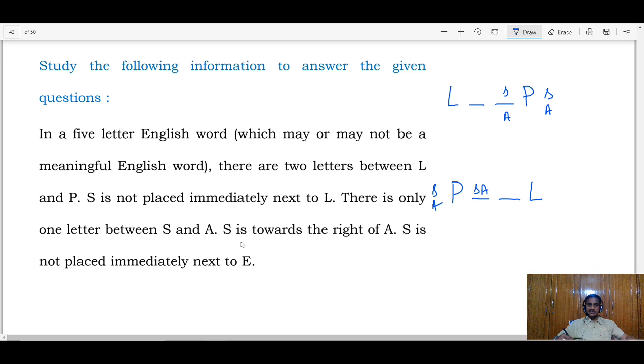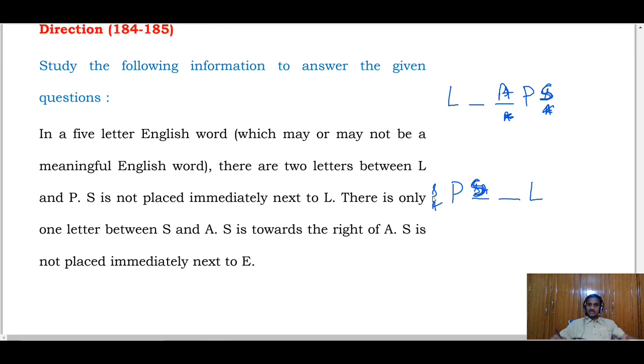One letter between S and A, S is to the right of A. And A is here, S is here. S is to the right of A. Now S is here, and A is here. S is to the right of A.